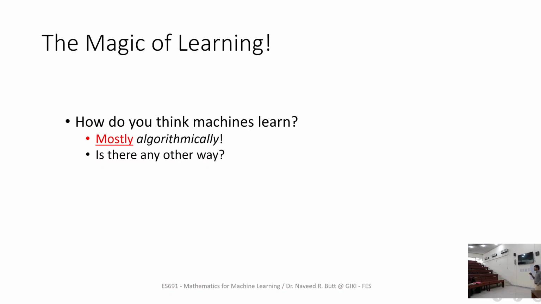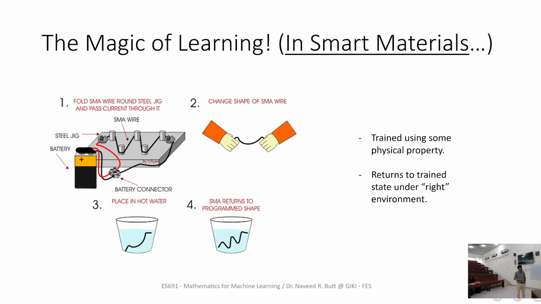आप में से कोई material science में? हाँ, आप बताएं. और भी है experience, right? So smart materials का सुना आपने? Smart memory alloys, shape memory alloys and memory materials, all those. So you can teach them through some physical property also.